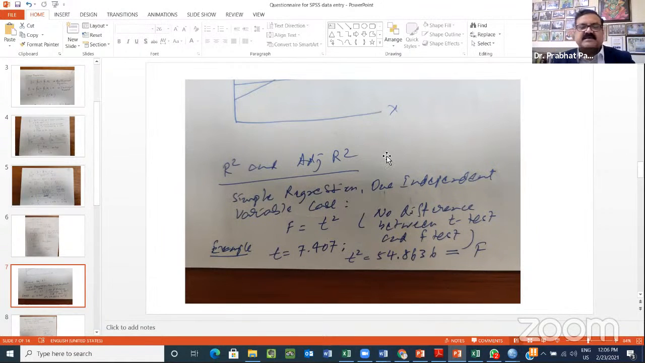So somebody was saying adjusted R square is to be used for simple regression. And this is why I said that in simple regression, there's no need for using adjusted R square. The R square is enough. But for multiple regression, you cannot use R square. You have to use adjusted R square.